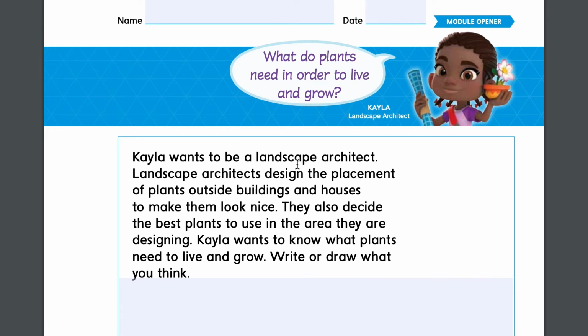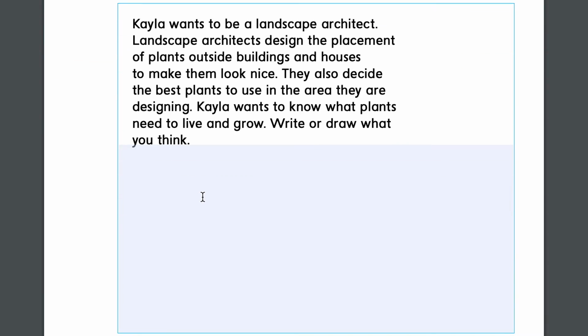Kayla wants to be a landscape architect. Landscape architects design the placement of plants outside buildings and houses to make them look nice. They also decide the best plants to use in the area they're designing. Kayla wants to know what plants need to live and grow. Write or draw what you think. Since we haven't started the chapter yet, this is all just a guess, and there's no right or wrong answer. By the end of the chapter, we'll learn everything that plants do need to grow and survive.